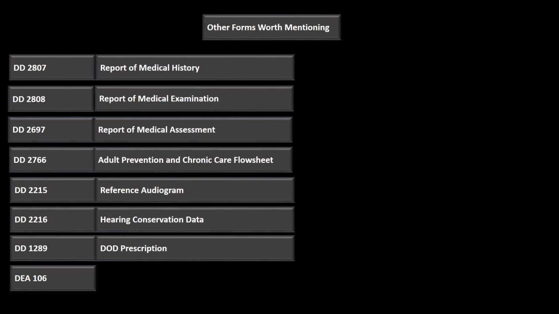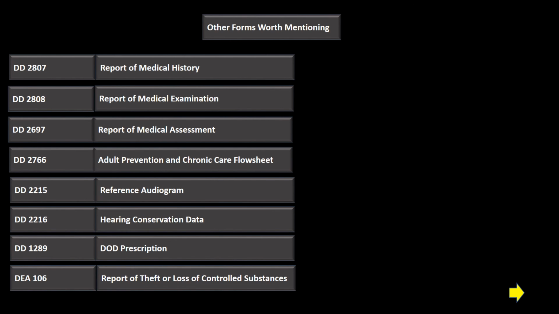We've also got the DEA 106. The DEA 106 is used for the report of theft or loss of controlled substances. This one's important, and it always sticks out in my mind because this is dealing with the DEA. So if any controlled substance comes up missing, this needs to be filled out in the original, and a copy needs to go to the nearest DEA regional office. A copy of it needs to go to BUMED. A copy of it needs to go to the MTF region pharmacy representative, and a copy of it needs to go to the nearest NCIS field representative as well.